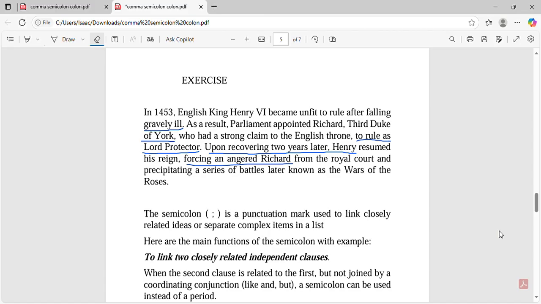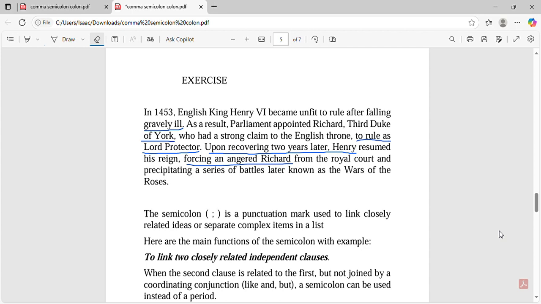Semicolons are not very popular, but they also serve an important function in writing. I have three main functions of the semicolon here, and I think these are the most fundamental functions of the semicolon. One, a semicolon is used to bring together two related independent clauses.